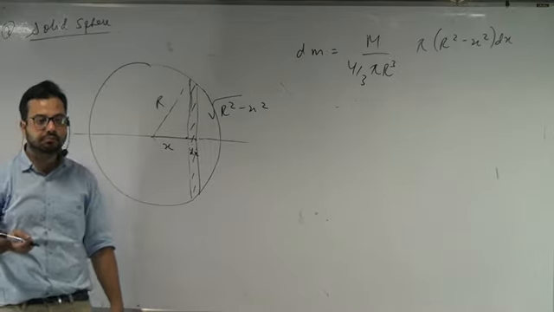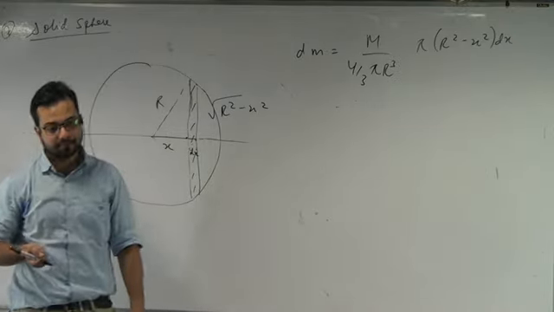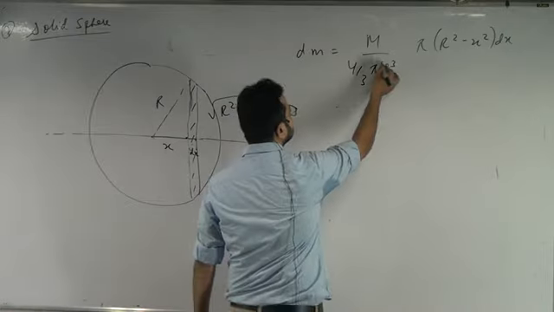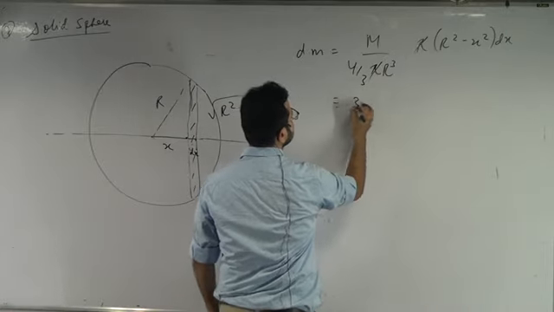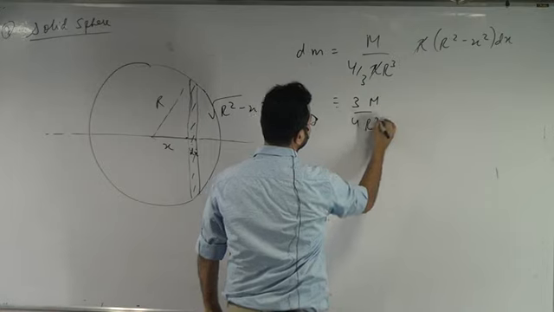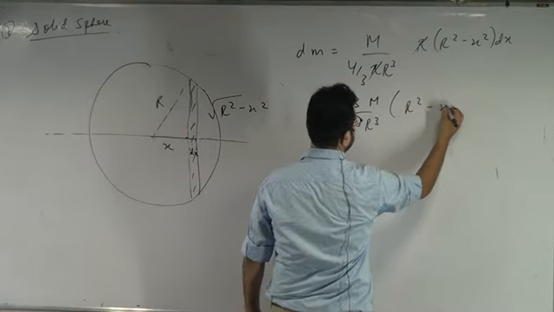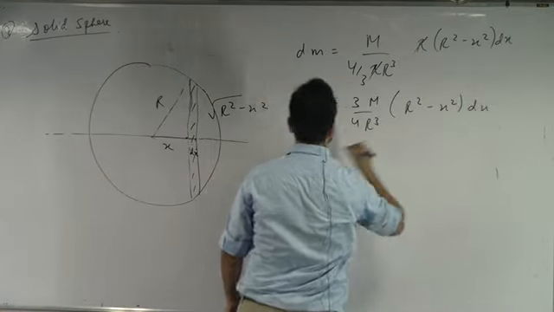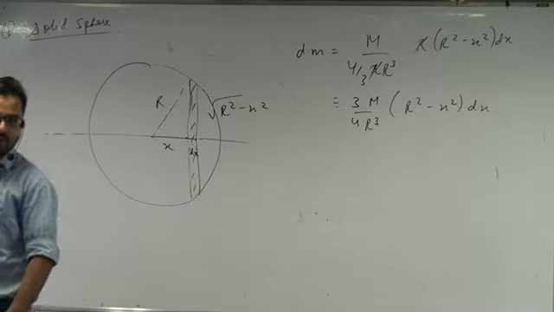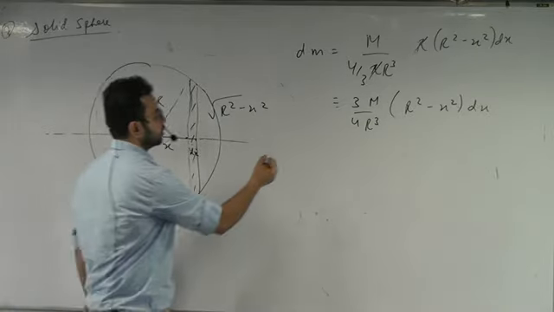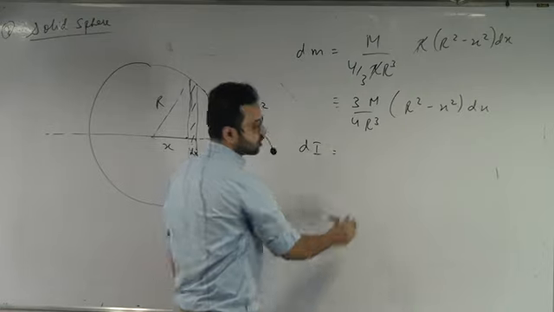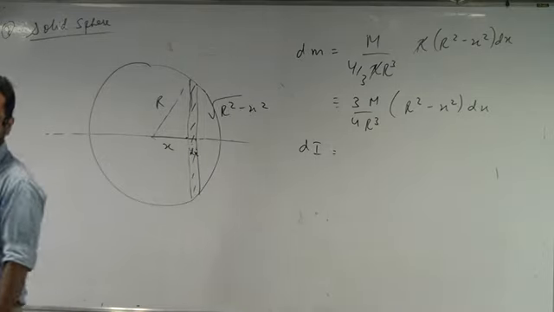Any problem? Okay, so this is the dm. dm निकल गया. So dm is 3m by 4 r cube multiplied by r square minus x square into dx. Now what do we need to find out? The moment of inertia. So what will be the moment of inertia of this disk?